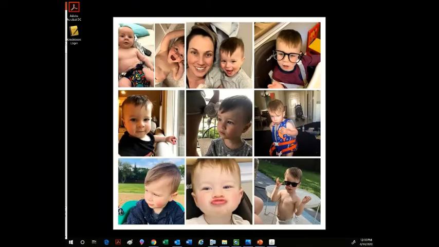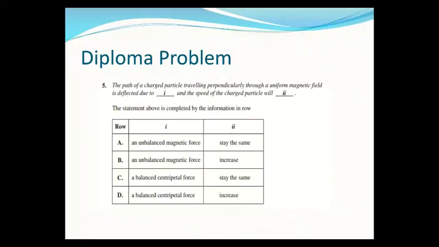Okay, so we're going to start off with some sample diploma problems from last lesson. So, let's just get my pen working. A path of charged particles traveling perpendicularly through a uniform magnetic field is deflected due to blank, and the speed of the particle will be blank.